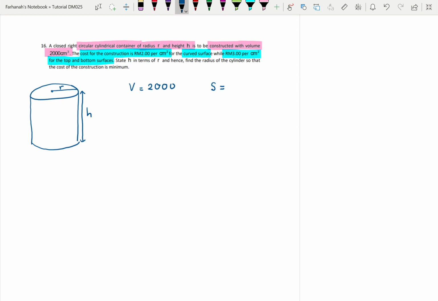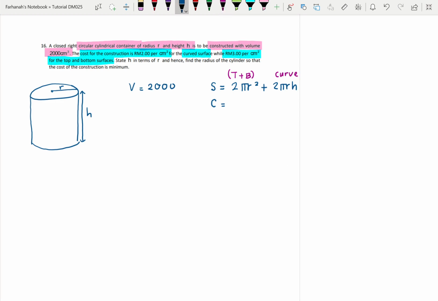For the top and bottom, since kita gunakan bentuk bulatan iaitu pi r square, since ada dua, 2 pi r square lah. Ditambah dengan kita ada curved surface. So, the formula for the curved surface kita kat sini adalah 2 pi r h. Dan kita kena createkan satu lagi equation for the cost lah. Tadi saya cakap 2 pi r square adalah for the top plus bottom, and this one is for the curved surface.